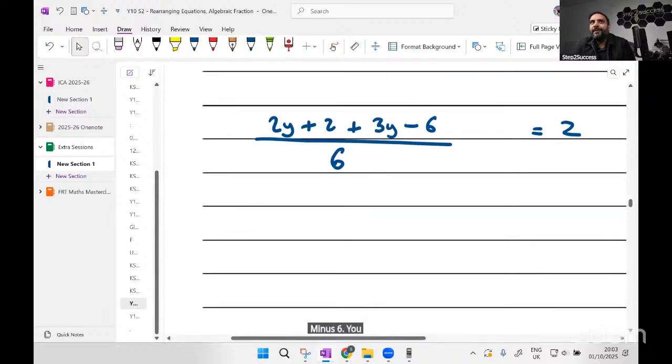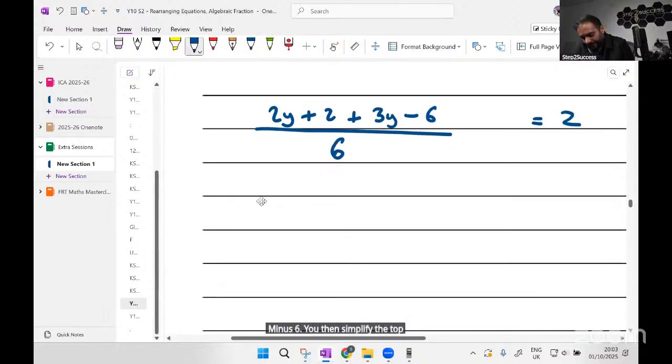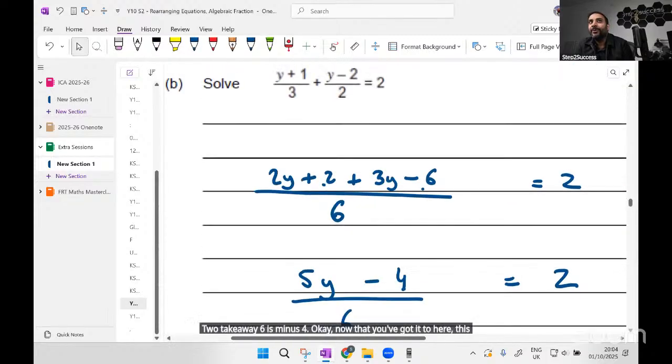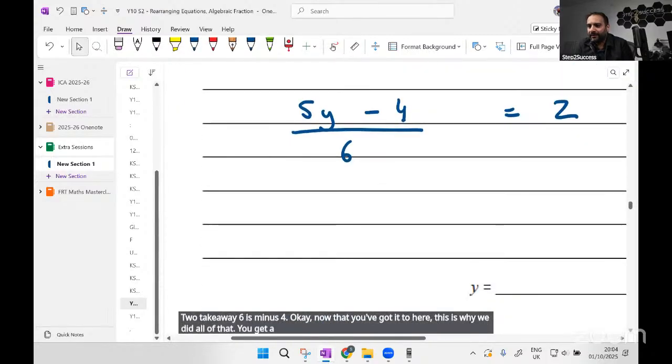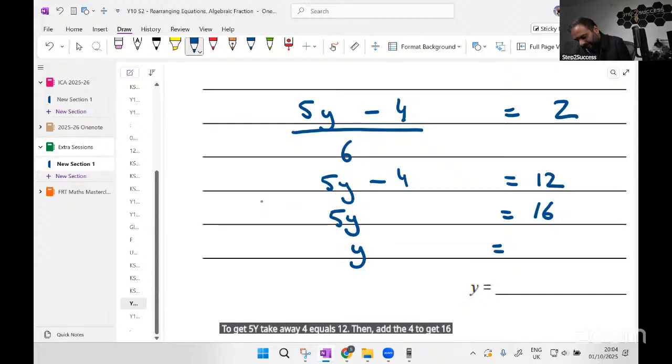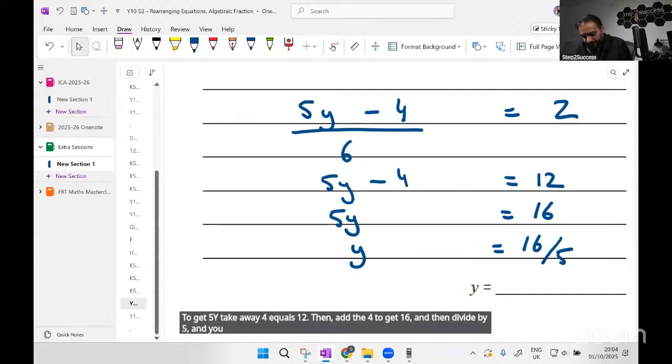You then simplify the top there. 2y add 3y is 5y. 2 take away 6 is minus 4. Okay, now that you've got it to here, this is why we did all of that. You get a single fraction that's much easier to solve now because I can times the 6 by that to get 5y take away 4 equals 12. Then add the 4 to get 16 and then divide by 5 and you get 16 over 5.